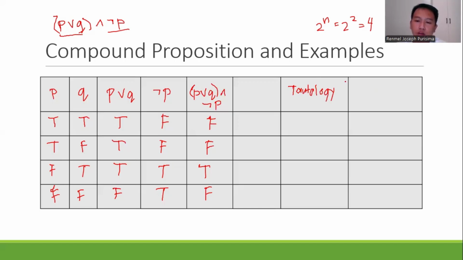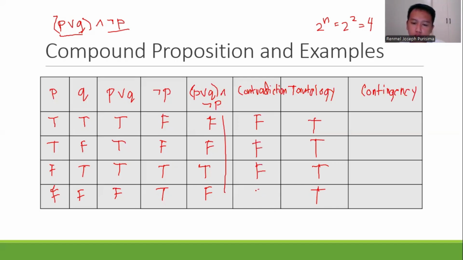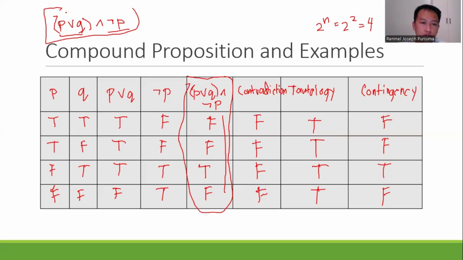Okay. So we have also contradiction, and we have contingency. For tautology, the last part, this part, it must be all true for it to be tautology. For contradiction, it must be all false for it to be contradiction. For contingency, it can have only one, no? Or it is a combination of true or false. So this part is a contingency, or this proposition is a contingency.